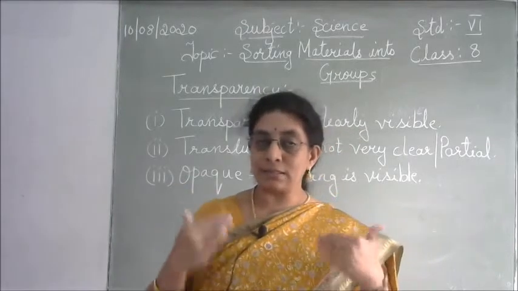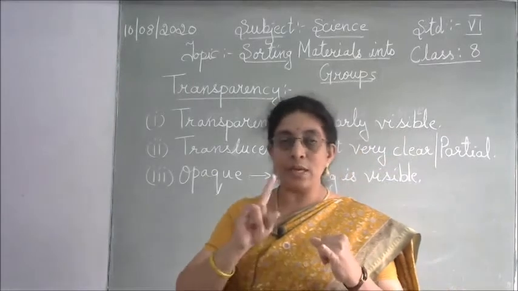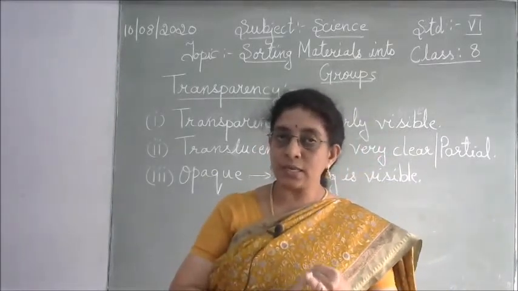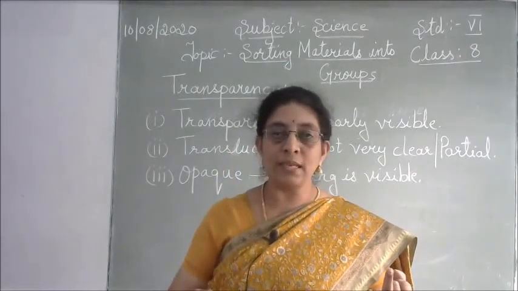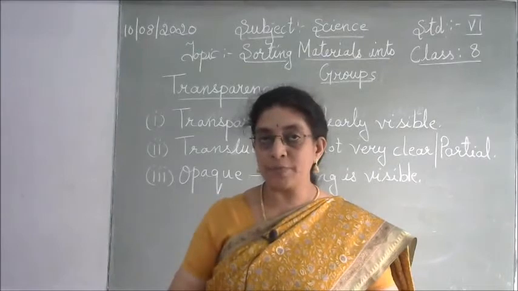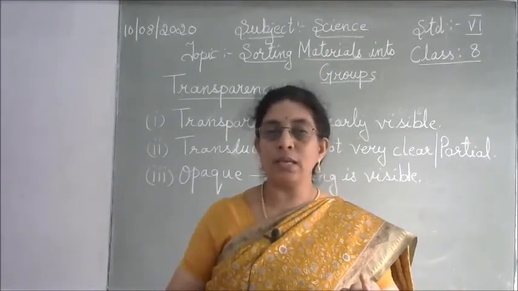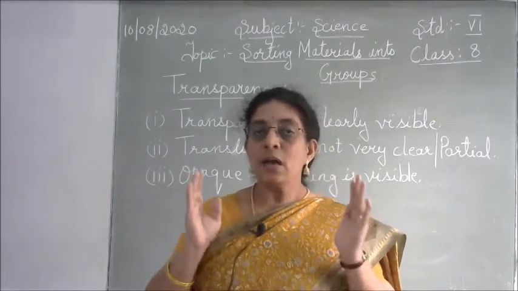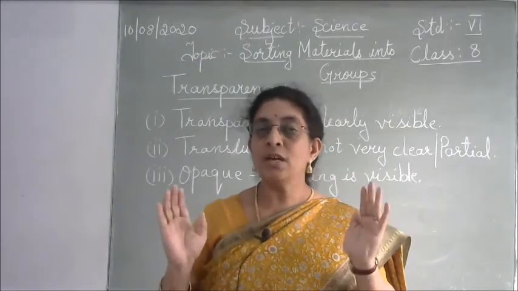So these are the three methods of transparency. One is transparent, where you can see the objects clearly on the other side. Translucent, you can partially see, but you cannot identify what the objects on the other side are. Opaque, nothing is visible on the other side. So these are the methods of how you are going to sort the materials into their particular groups.